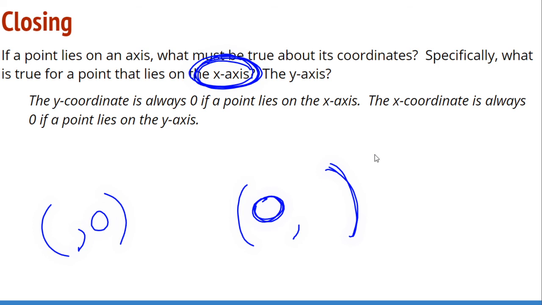The y-coordinate is always 0 if a point is on the x-axis. That second coordinate is 0. The second coordinate is 0 if I'm on the x-axis. No up and down movement. The x-coordinate, the first coordinate, is 0 if I'm on the y-axis. I'm not moving left or right, I'm just moving up or down.